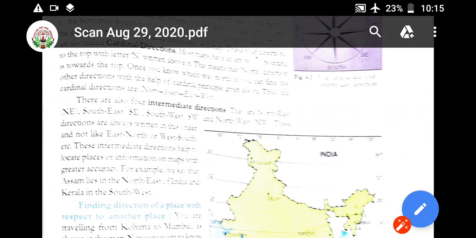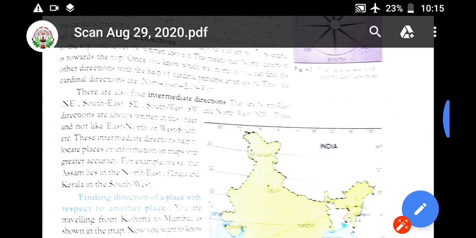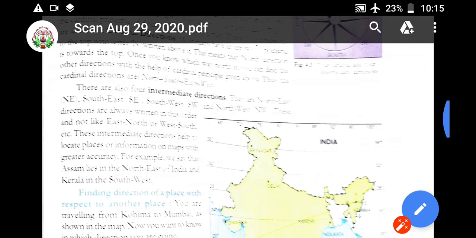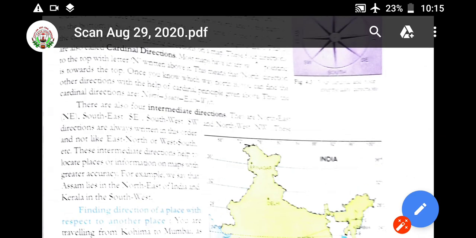These directions are always written in this order. Not in any other order as you like. No, it is not like that. You have to write in this manner only. These intermediate directions help to locate places or information on maps with greater accuracy. When you have the four directions, north, south, west, east, and the intermediate directions also, you can locate the exact, accurate place.